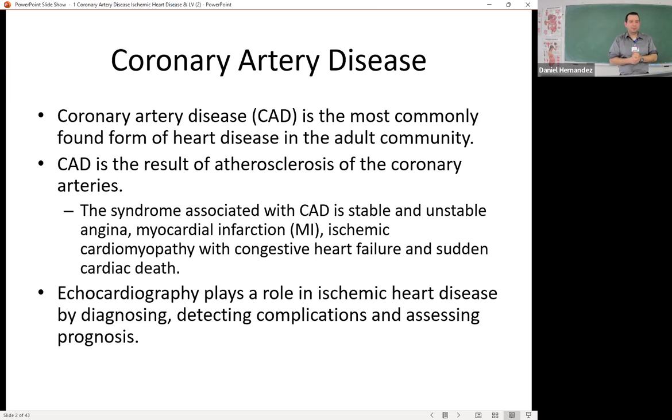The syndrome associated with coronary artery disease can either be stable or unstable angina. Stable angina is chest pain that you're feeling constantly, and we know what brings it on. Unstable angina is when patients exhibit chest pain that all of a sudden comes out of the blue for no particular reason. So that's considered unstable angina.